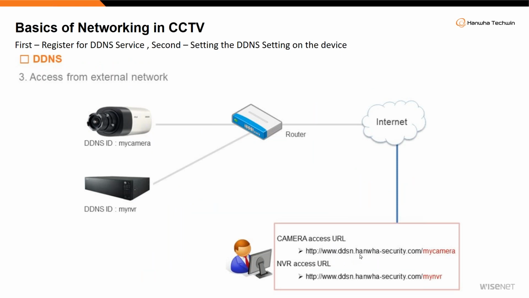You'll say ddns.hanward.security.com slash your branch one. You will just type branch one. Automatically, that branch one will have the updated IP of your home and the updated port numbers. So it will manage this service for you. Okay, so that is DDNS.